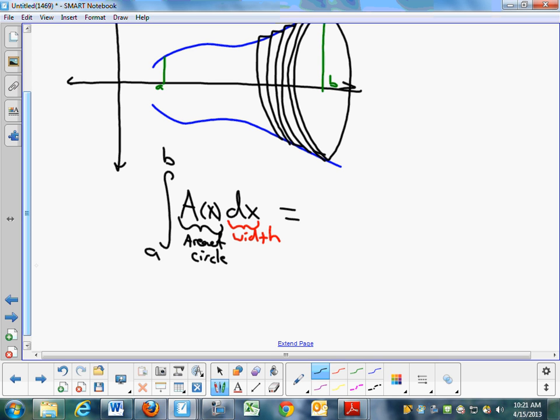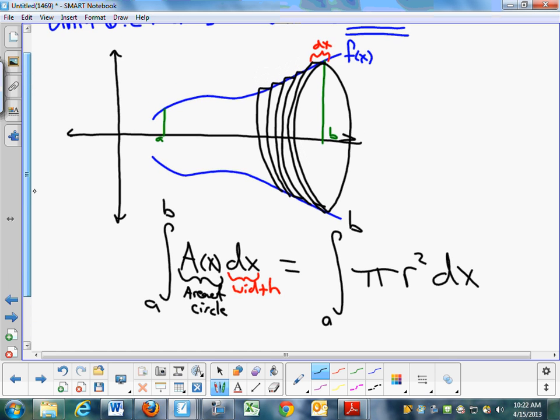Now, we're going to use Ben's idea, and we're going to take the volume integrated from A to B, and we're looking at the area of a circle. What is the area of a circle? Pi r squared times dx. What's the problem with writing the formula like that? Right, the radius changes. We have a different variable here.